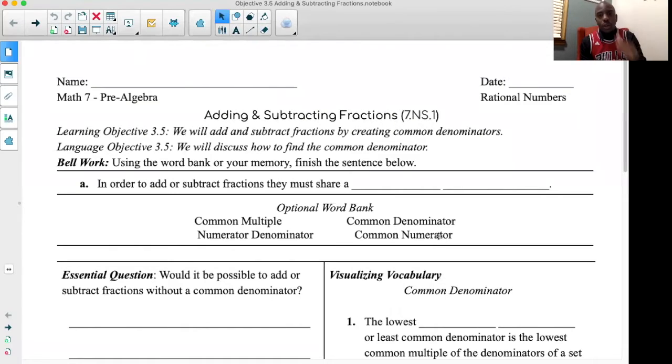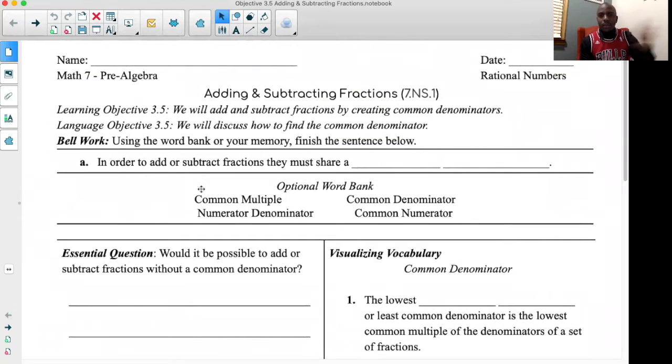Today, we're going to continue to work on Unit 3. Specifically, if you have your packet with us, you know we're on lesson 3.5, which talks about adding and subtracting fractions. Please look along with us. As usual, with every single video, the first thing I want you to do is begin to work on the bell work.